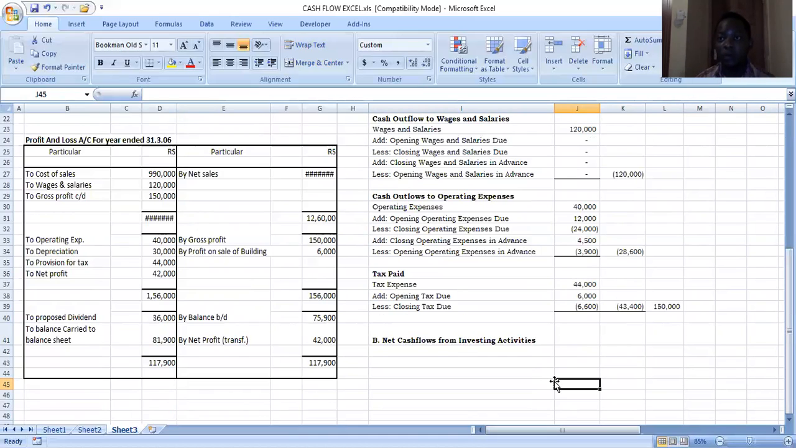When trying to determine this, in most cases in the examination questions, the question doesn't give you direct information that the asset was acquired at this much. It will give you the depreciation, the opening balance of an asset, the closing balance of an asset, and maybe something to do with revaluation, depreciation, and a profit, like we have in our case, profit on sale of building. So with that information, you're expected to work out and determine whether the business bought or sold a fixed asset.